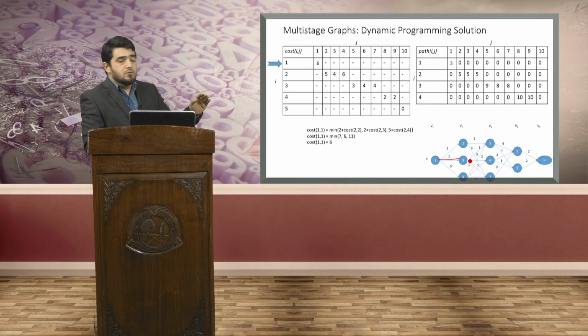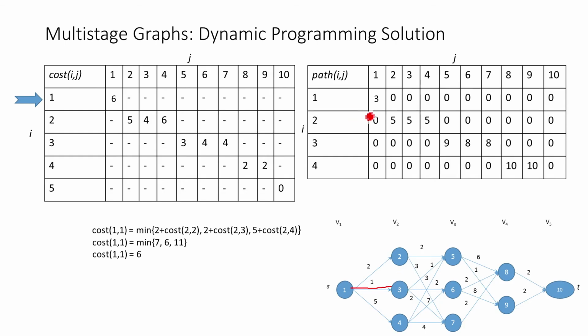Now, from node number 3, we need to find which is the next node in the path. So we go to stage number 2 and find the entry for node number 3. And the value that we have entered for stage number 2, node number 3 here is 5. So the next node in the path is 5. So the first node in the path is 1, the second node is 3, and the third node is 5.